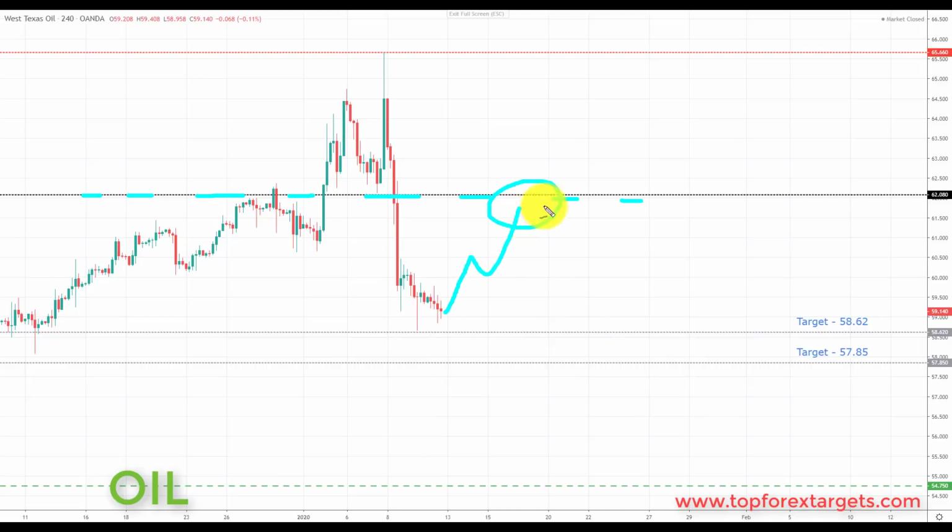And if we can get that pullback, and especially if we can get this retest of broken support, turning resistance, we're going to be looking at initiating shorts down towards the next key area of support to the downside of the target set, the 58.62. And if we can get a break through here, we're going to be looking down towards the next key area of support to the downside and target 2, the 57.85.